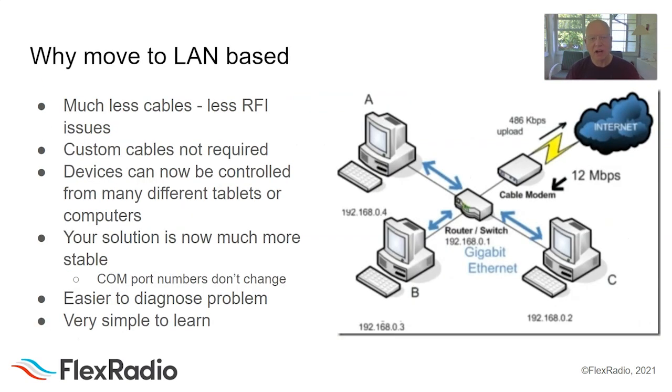So this is why also we want to look at a LAN or Ethernet-based environment. A lot less RFI issues. Ethernet cables are twisted pairs, so they're balanced. You don't need custom cables to connect, say, a watt meter to your computer. You just connect it to something like your router or a switch, which looks like this. Bunch of network cables in the back.